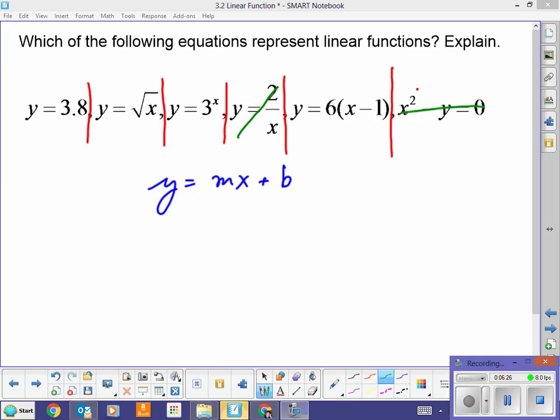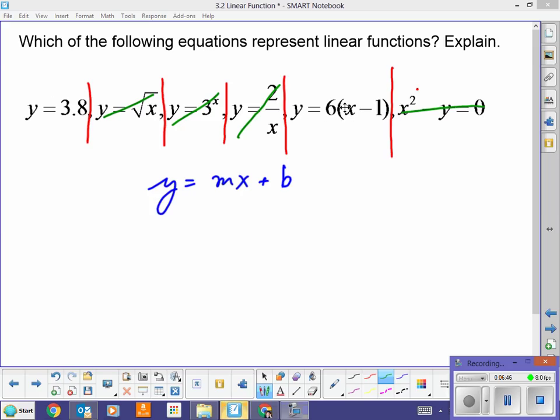linear function here. This one here, x is the exponent, so this is not going to be linear. And this one here, we're taking the square root of x, so this is not going to be linear. Again, x is just multiplied by something and added to or subtracted from, so that's not.